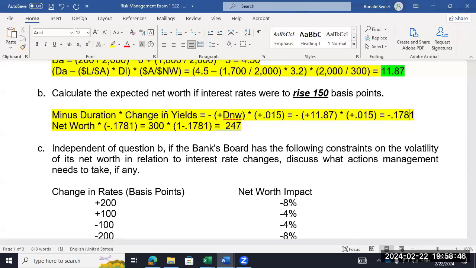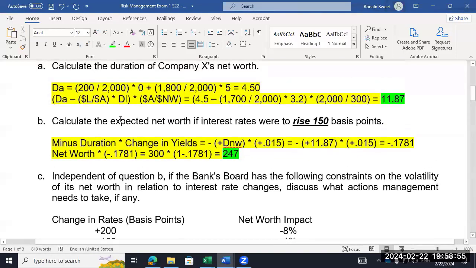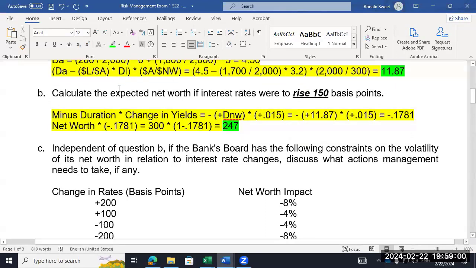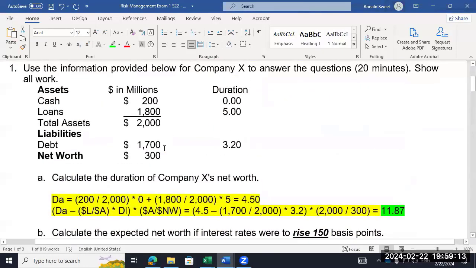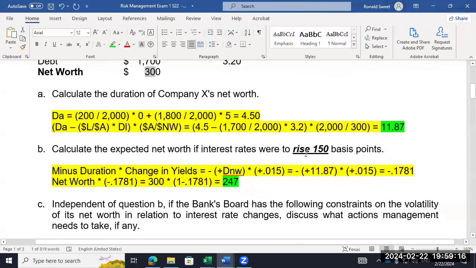All right, so the 247 is what I'm looking for, not the -18. You don't get substantial credit if you get the 281, but I'm just making sure you're reading the question. What was that second formula? Well, this right here is the percentage change in net worth. Net worth is 300. So 300 times 1 plus that change gives you the actual net worth. The 247 is what net worth would be. It started off at 300, but because interest rates rose 150 basis points, you would expect it to fall to 247.